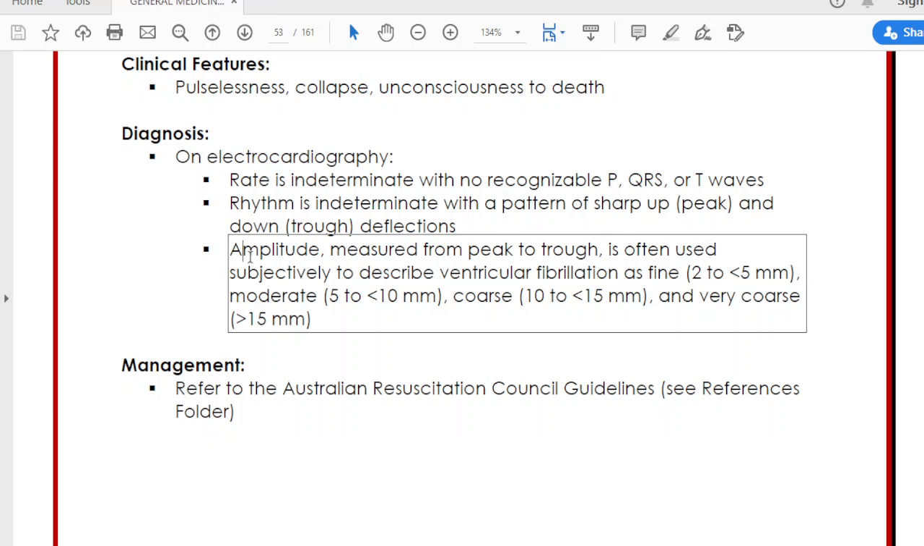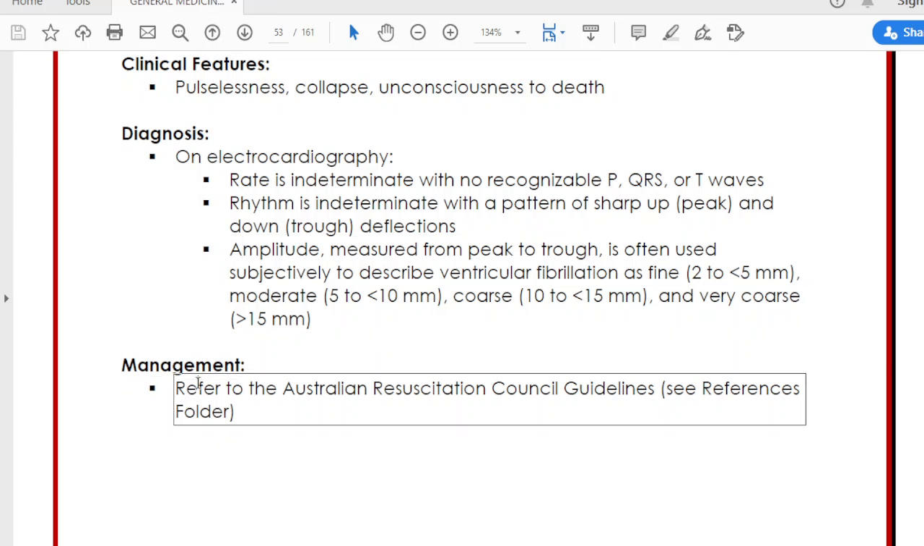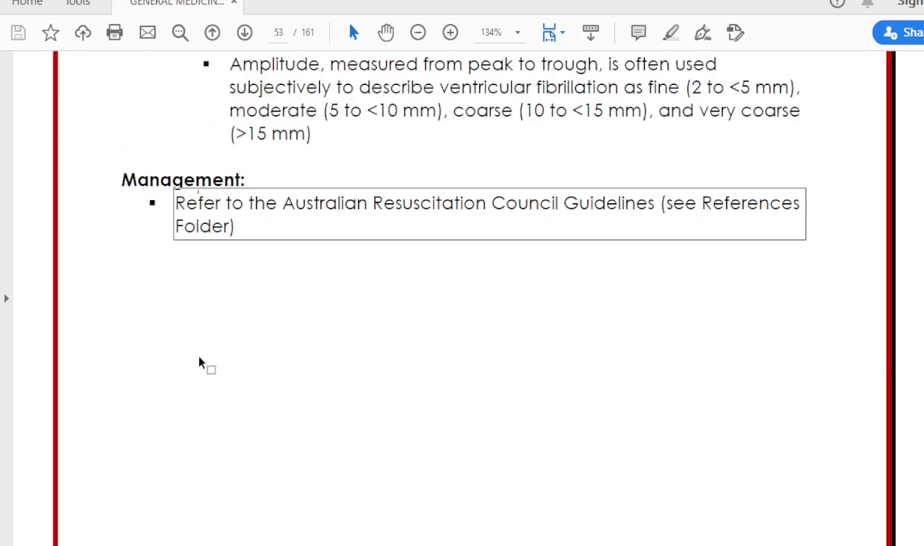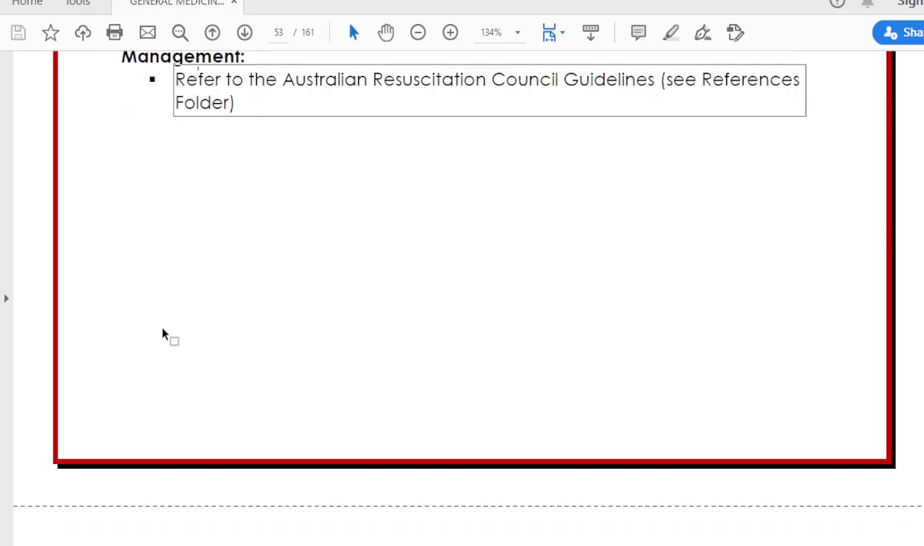Amplitude, measured from peak to trough, is often used subjectively to describe ventricular fibrillation as fine, less than 5 mm, moderate, 5 to less than 10 mm, coarse, 10 to less than 15 mm, and very coarse, greater than 15 mm. Management. Refer to the Australian Resuscitation Council Guidelines, see references folder.